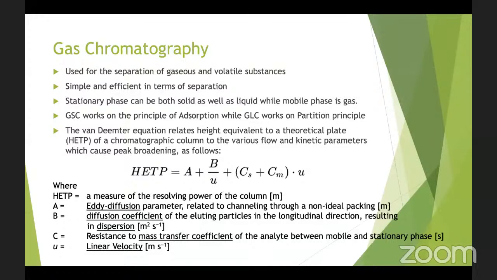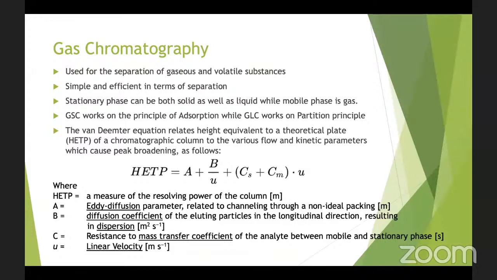So what exactly is it? C here can be broken into two parts. One is the C of the stationary phase, and the other C is from the mobile phase. To give you in detail, HETP is basically the height equivalent to the theoretical plate. It is the total height that is required for the separation of components, or rather it is the minimum height required for equal distribution of the analyte between the stationary phase and the mobile phase.